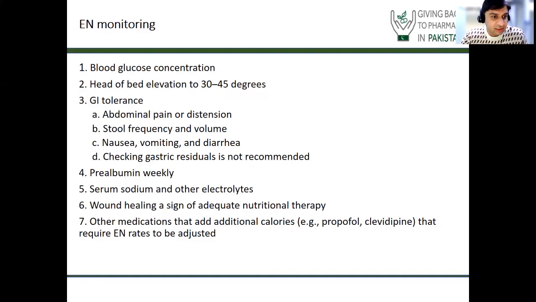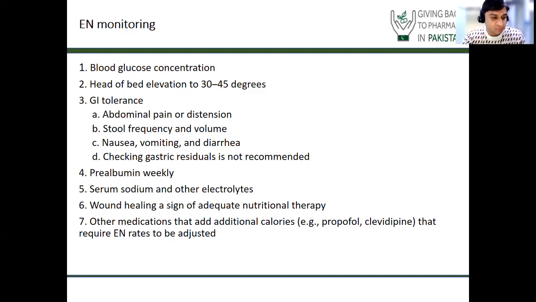Similarly, for GI tolerance, you physically check the patient for abdominal pain or distension, stool frequency, nausea, vomiting, or any gastric residuals. In our hospital, our nursing staff are very well trained in this. Whenever they are starting patients on the feed, they always check the nasogastric or the orogastric tubes for gastric residues.